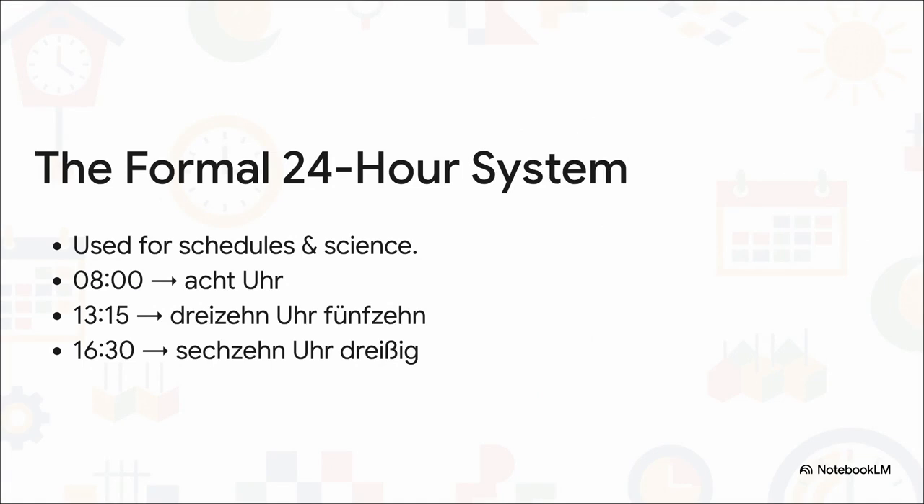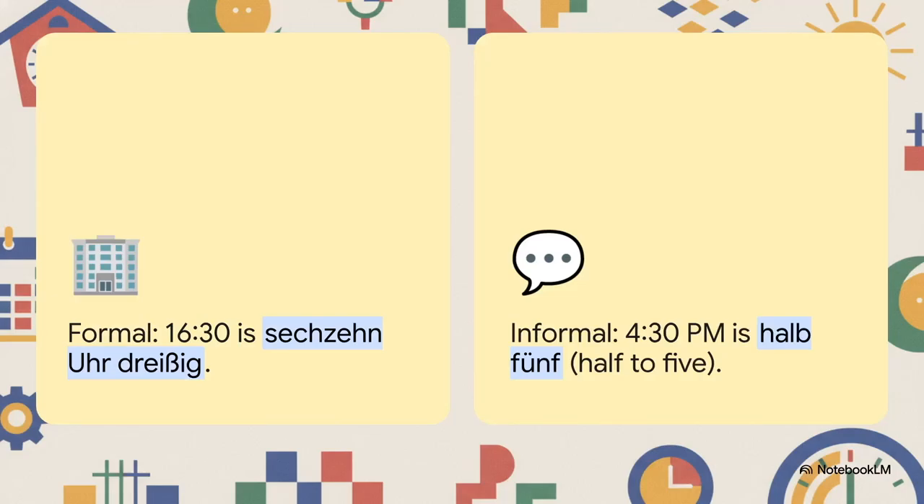You just say the hour number, then the word Uhr, and then the minutes. That's it. So 1:15 in the afternoon, or 13:15, is just dreizehn Uhr fünfzehn. You'll hear this for train schedules, official announcements, anywhere precision is key. It's crystal clear. But in just everyday conversation, a completely different system takes over.